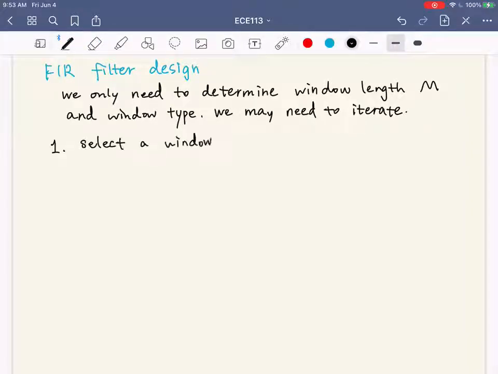If you don't know which window to select, don't worry, because it is easy in MATLAB, right? All the other code are the same. You just need to change the window. If this window doesn't work, change another window and see if it improves the frequency response.